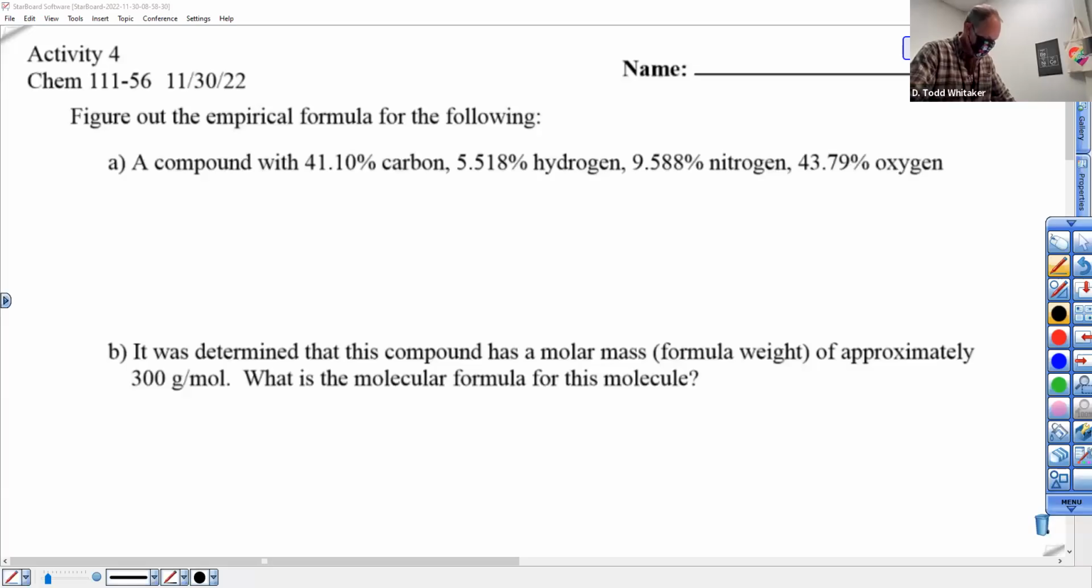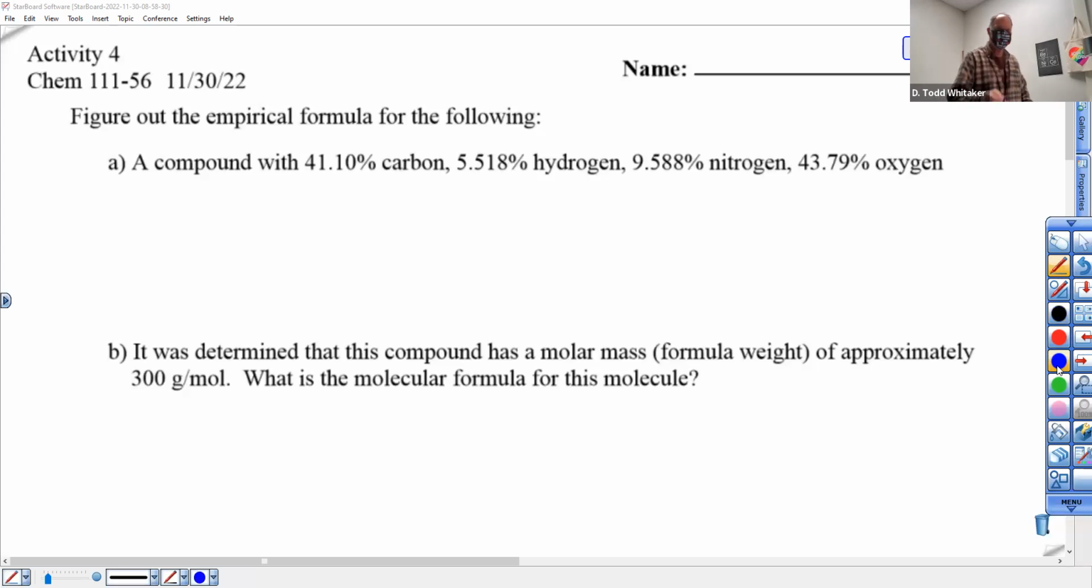Continuing our exploration of empirical formula. Here we have another example. We're supposed to figure out the empirical formula for a molecule that's 41.1% carbon, 5.518% hydrogen, 9.588% nitrogen, and 43.79% oxygen. How did we start the last one? Because we're going to start that way this time again.